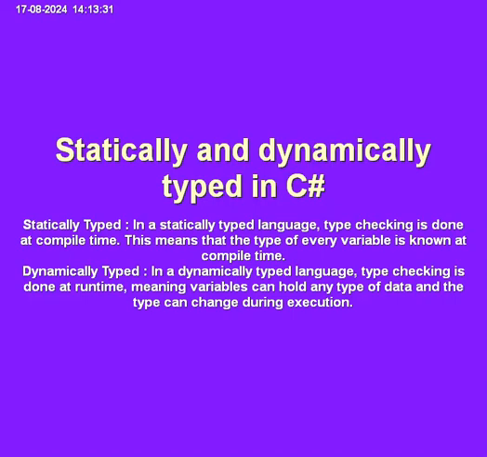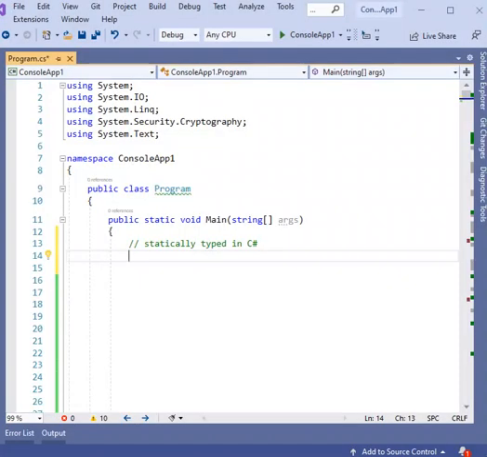Hi guys. One of the most frequently asked questions in C# is about statically and dynamically typed languages. First, we talk about statically typed. In a statically typed language, type checking is done at compile time. This means that the type of every variable is known at compile time, and you must declare the type of the variable explicitly or allow the compiler to infer it.